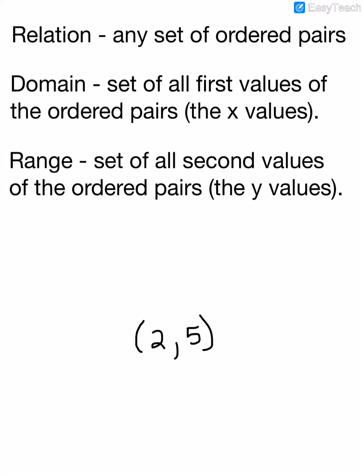A relation could be a single ordered pair or several ordered pairs, so that's why it says a set of ordered pairs. And the domain are all of the first values of the ordered pairs, so it's all of the x values. In this ordered pair that I wrote, the domain would be 2. The range is all of the second values of the ordered pairs, or all of the y values. And in this ordered pair that I wrote, the range would be 5.